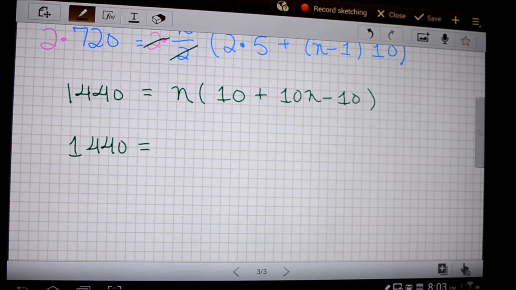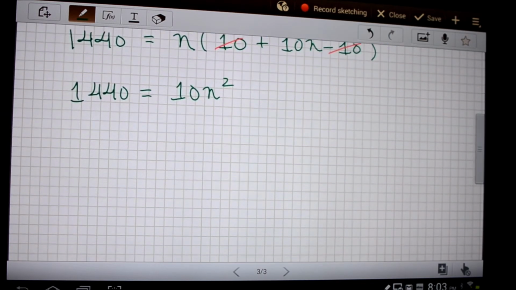Actually, the nice thing is that this cancels with that. That goes away. So we just wind up with 10n squared. Divide both sides by 10. Oh, but it's a nice quadratic, so that's not too bad. So n is equal to plus or minus 12.